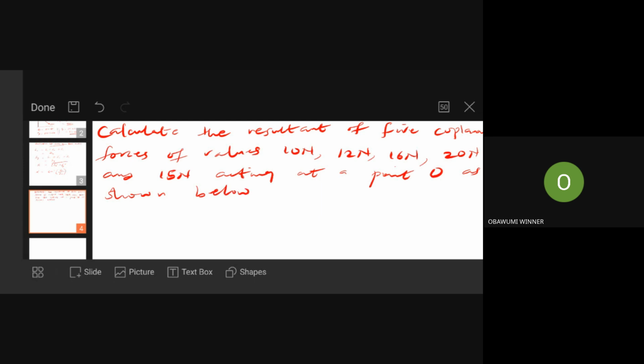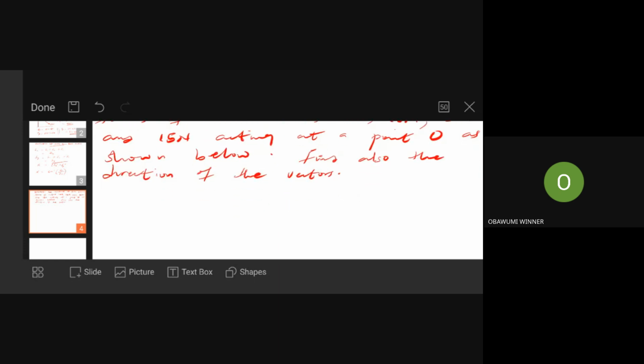So this is the question, and they said I should find the resultant. Now, the B part also said, find also the direction of the vectors. Okay, so let's move on.